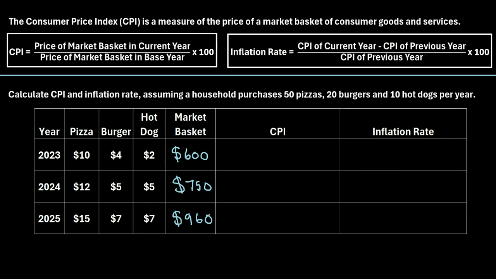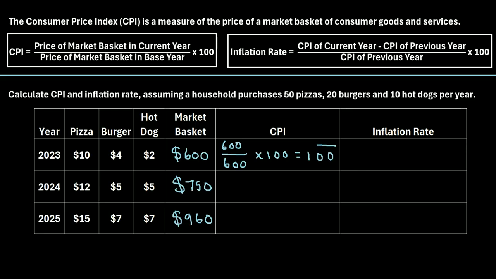Now, once we know the market basket for each year, we can then calculate the CPI for each year, which is the price of the market basket in the current year divided by the price of the market basket in the base year times 100. So the CPI for 2023 is going to be 600, the market basket in the current year, divided by, for the base year, we're going to assume that 2023 is our base year. So the market basket in the base year is also 600 in this case, and then we multiply by 100. Now, this fraction is just equal to 1, so 1 times 100 comes out to 100.